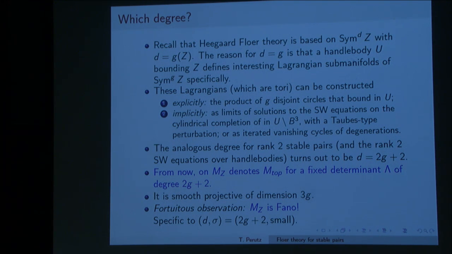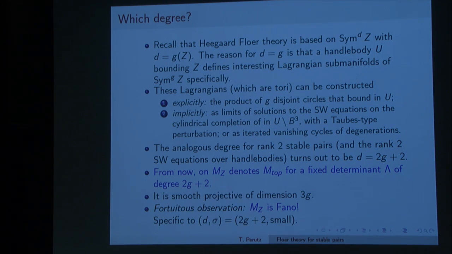So from now on, M_Z is M top for a fixed determinant lambda, which has degree 2g plus 2. Okay, so this turns out to be smooth projective of complex dimension 3 times the genus. So there were reasons to select sigma small, namely that takes us close to the world of instantons. And there was a reason to take degree 2g plus 2, which is that it's a sensible place to look for Lagrangian submanifolds.